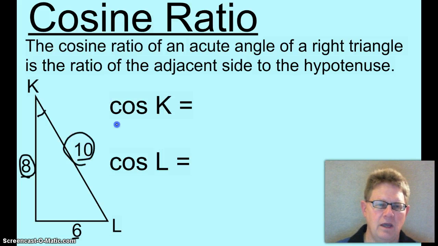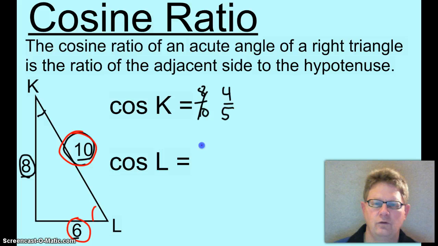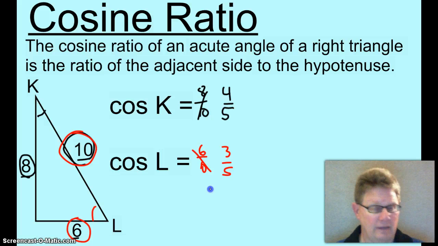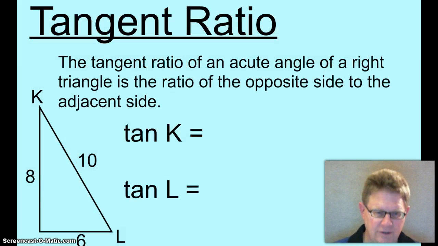So the cosine of K is 8 over 10, which of course reduces down to 4 over 5. And the cosine ratio of angle L, the adjacent side is 6 and the hypotenuse is 10, so that would be 6 over 10, which of course reduces down to 3 over 5. That's the cosine ratio. The next ratio is the tangent ratio.